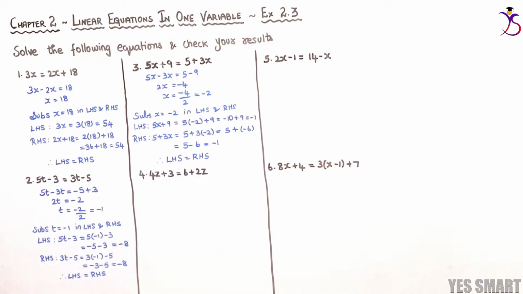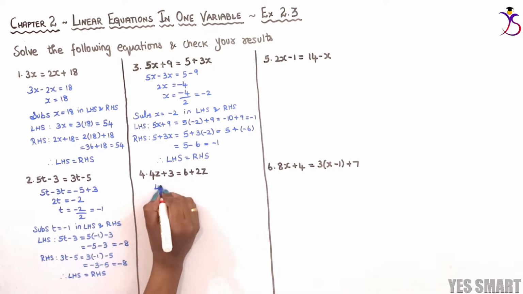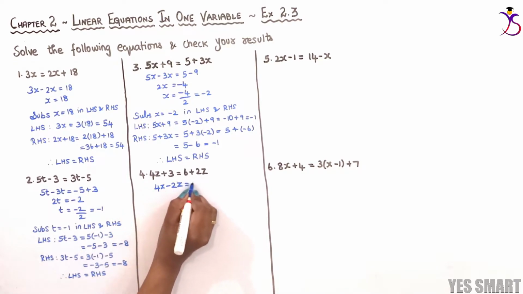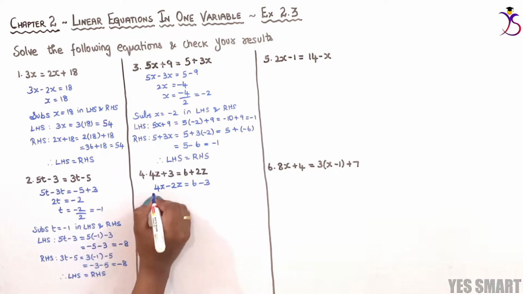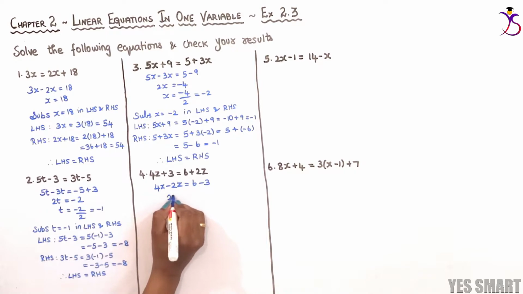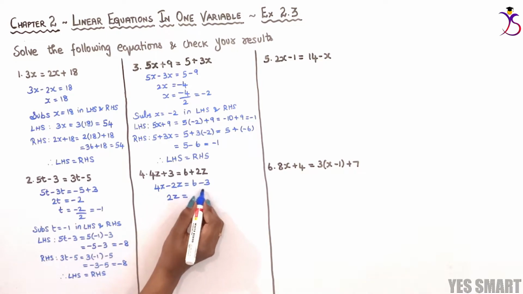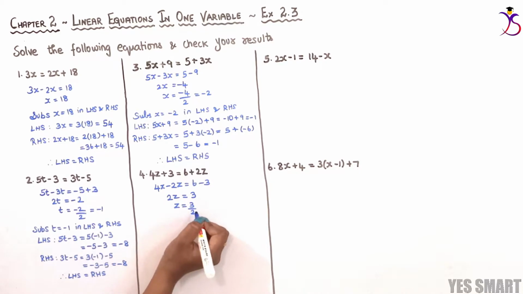Fourth sum. 4z plus 3 equal to 6 plus 2z. Let's bring the variables to one side and the constant to the other side. When it is transposed, the sign gets changed. So 4z minus 2z equal to 6 minus 3. 4z minus 2z is 2z equal to 6 minus 3 is 3. Now z equal to, this 2 will come this side, so 3 by 2.